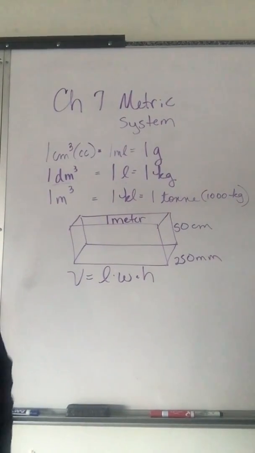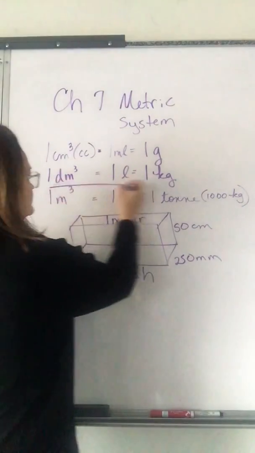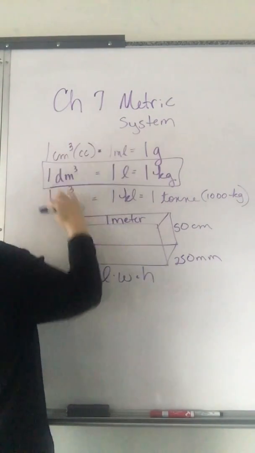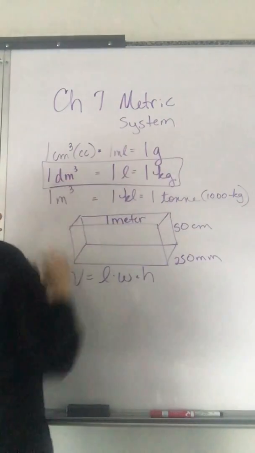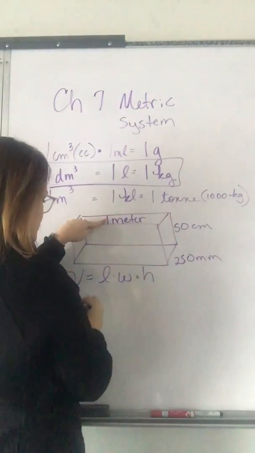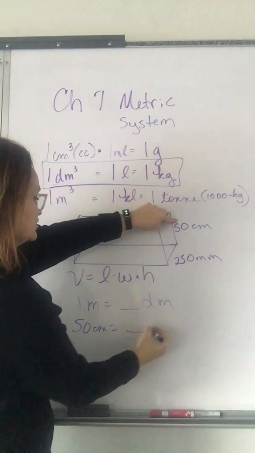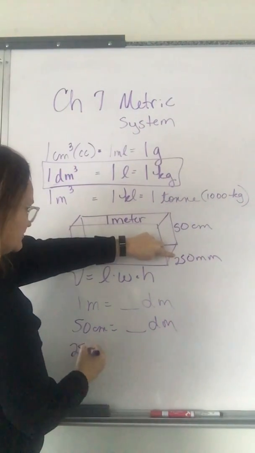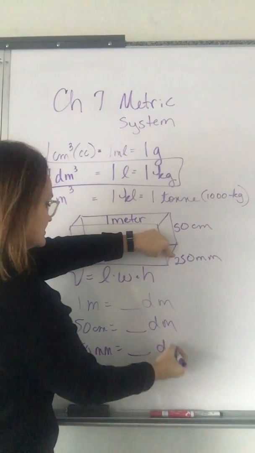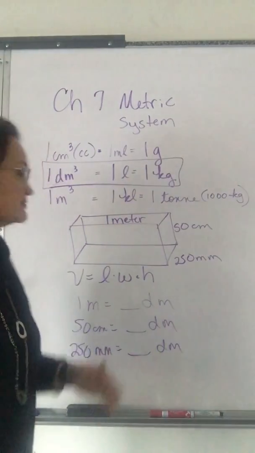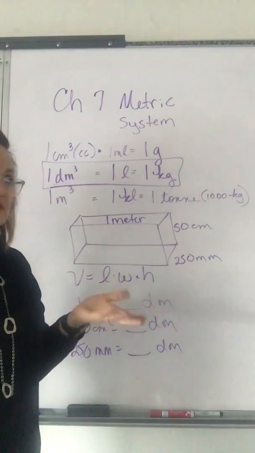Sometimes it'll say in the directions. In this one, it did ask us to figure out how many liters. So liters is this part right here. It would be nice if these were all in decimeters. Then I wouldn't have to convert between them. I could say liters is the same thing as cubic decimeters. So if this 1 meter was in decimeters, this 50 centimeters was converted to decimeters, and this 250 millimeters was converted to decimeters, then I could multiply decimeter times decimeter times decimeter, and that would be cubic decimeters, and I would have it in liters.